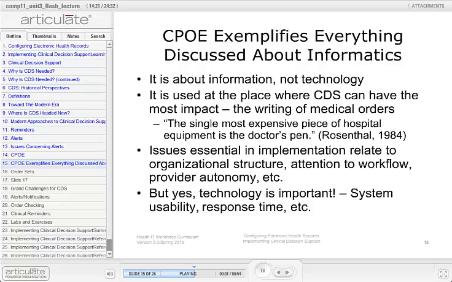All of the issues that play out in CPOE implementation are those that are crucial to informatics, such as organizational structure, attention to workflow, healthcare provider autonomy, and more. Technology also becomes very important with CPOE, as systems must be usable and have very fast response times.